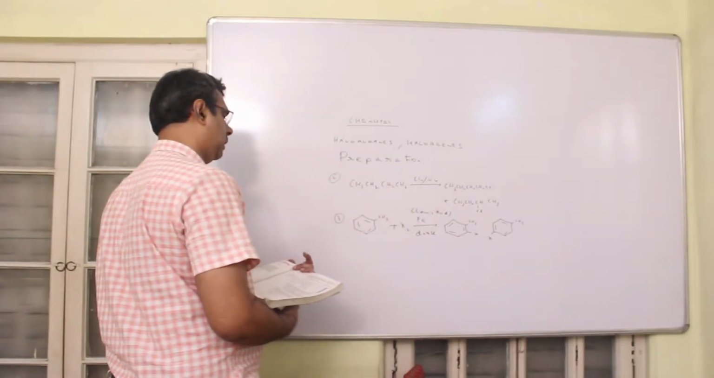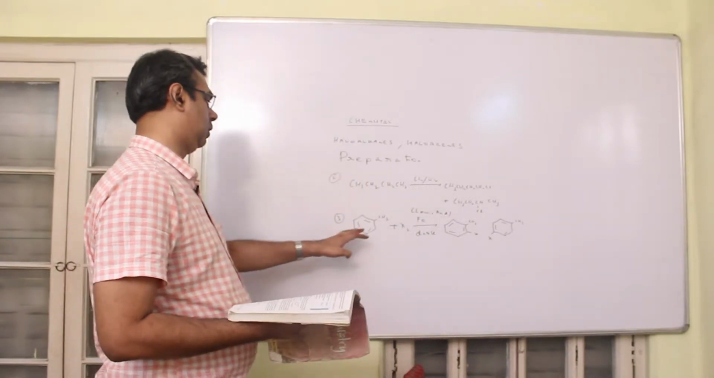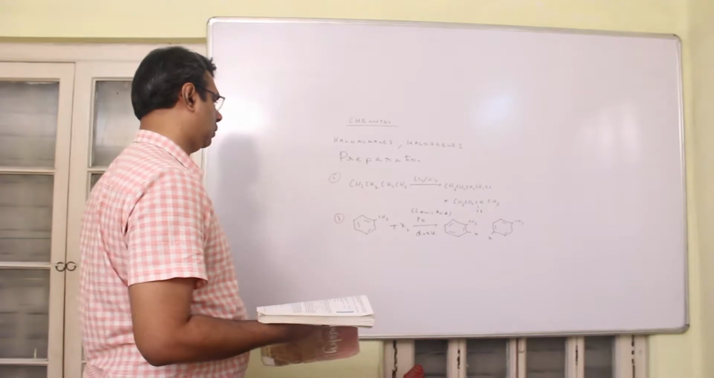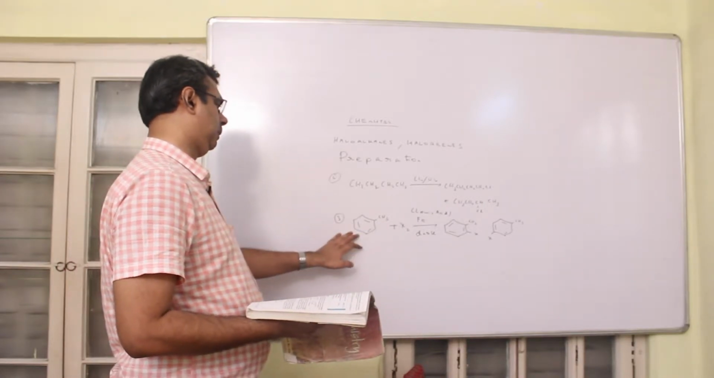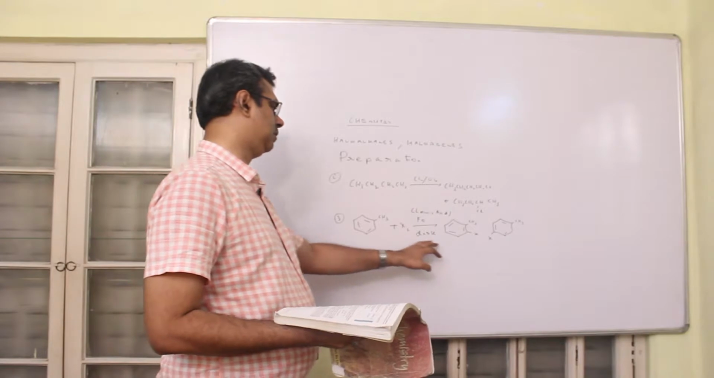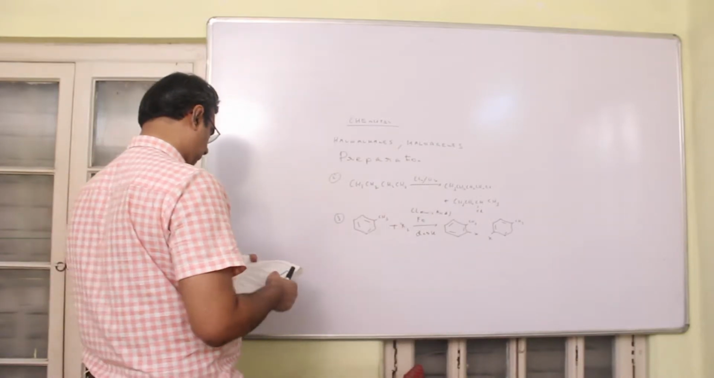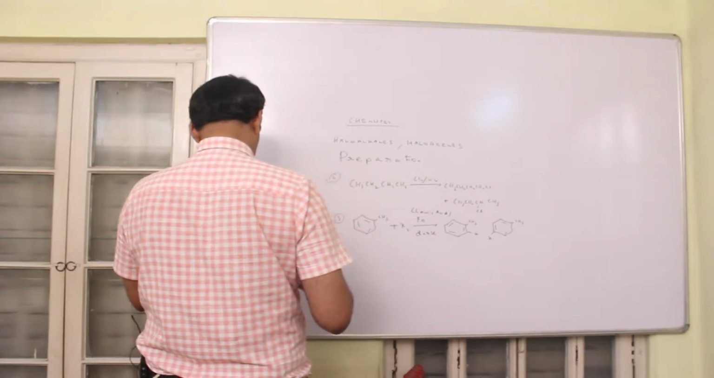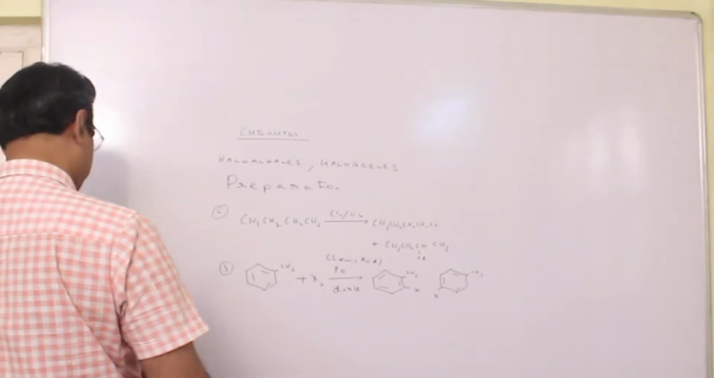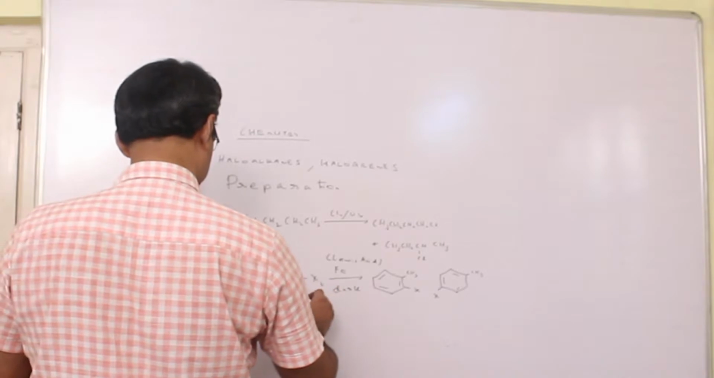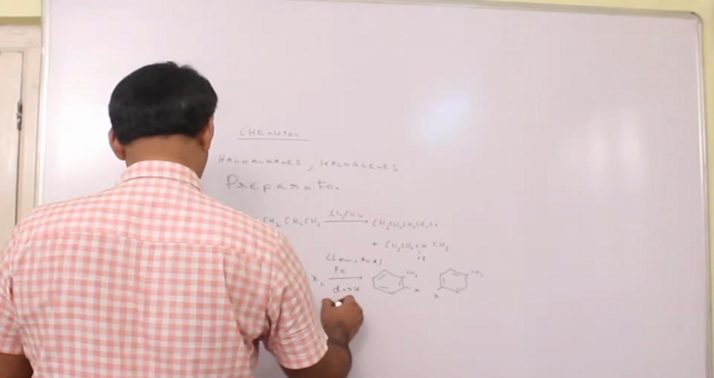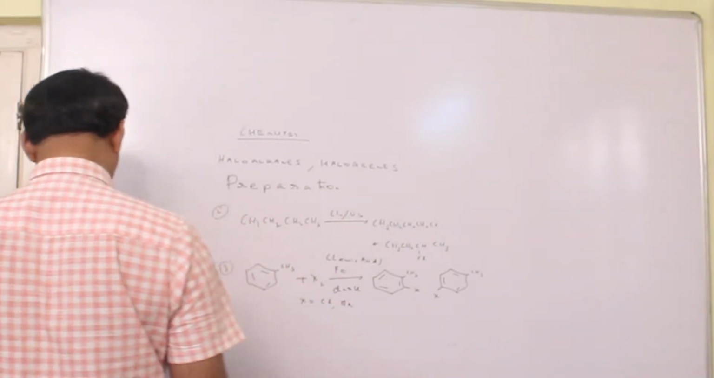or para position. So as you know, in toluene the CH3 group is weakly ortho-para directing, so the halogen will enter either at ortho position or at para position. Now this particular reaction is very suitable for chlorine and bromine.